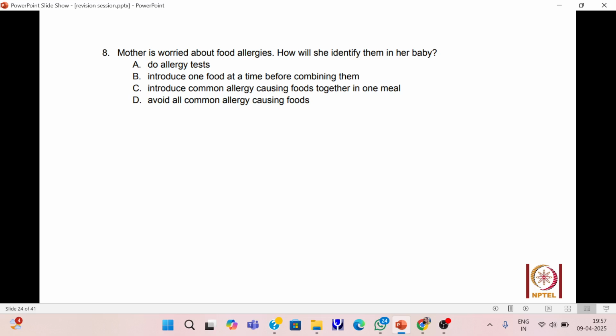Mother is worried about food allergies. How will she identify them in her baby? Do allergy tests. Introduce one food at a time before combining them. Introduce common allergy causing foods together in one meal. Avoid all common allergy causing foods.